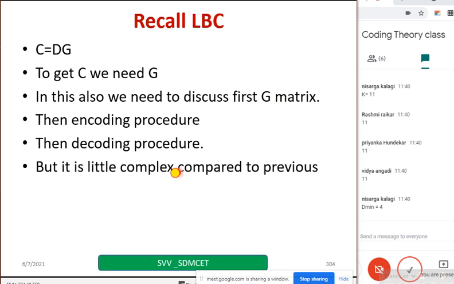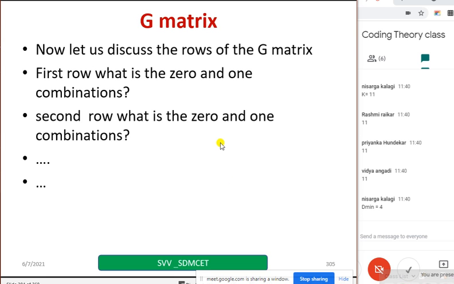But it is a little complex compared to whatever we have discussed so far. Hence, I told you to go through it, read it, try, and attend the class without fail. So let me go to the next. Now let us discuss the rows of the G matrix, the way we have discussed for the earlier linear block code. For the first row, how many zeros, how many ones, what combination, what pattern you have to take. Similarly for the second row, third row, how we have to do that, only that we are going to discuss from now onwards.